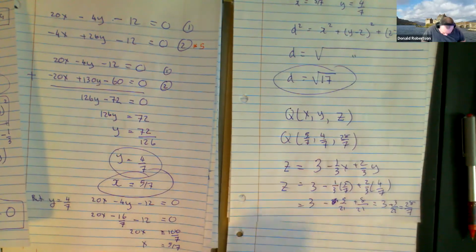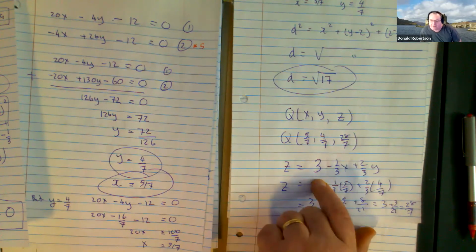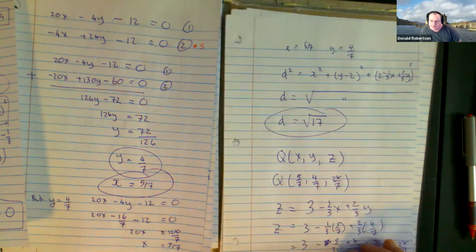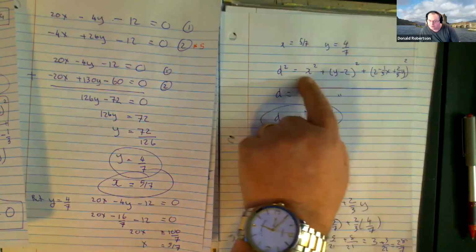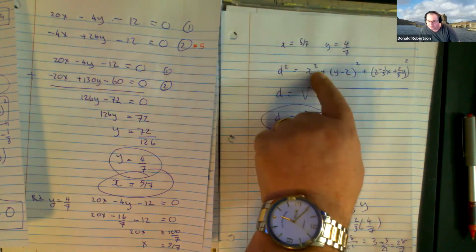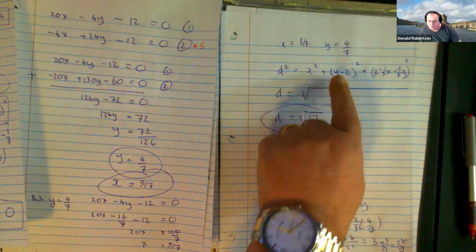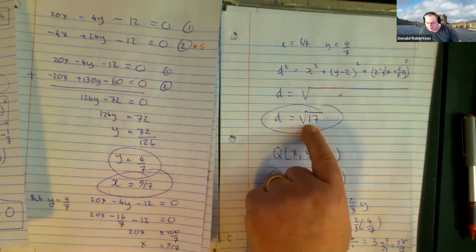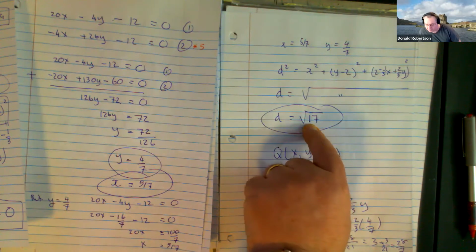Bingo, we got it. Now, if they'd asked me to find the shortest distance, then this is the formula for D squared, right? In terms of X and Y. And I would have plugged in that number for 5/7, this number for 4/7, and 5 minutes later, got the square root of 17 or whatever it really was.